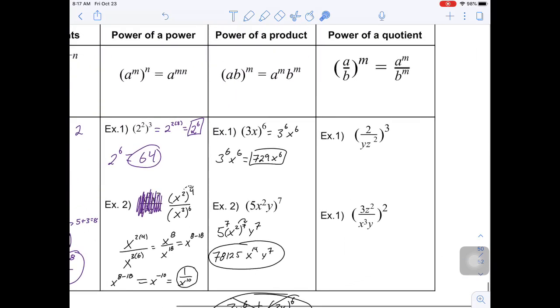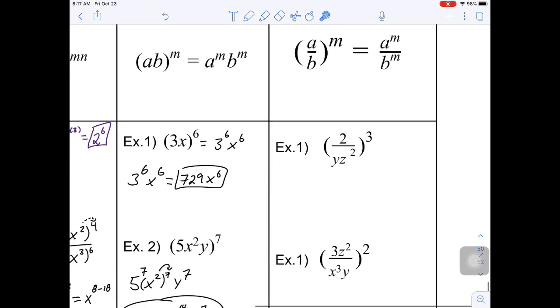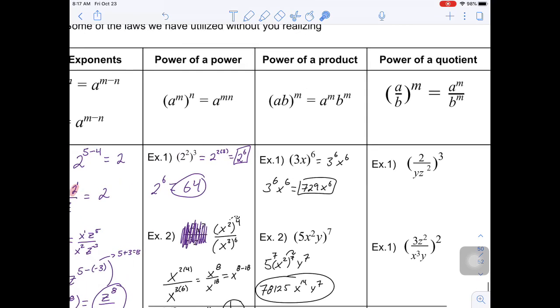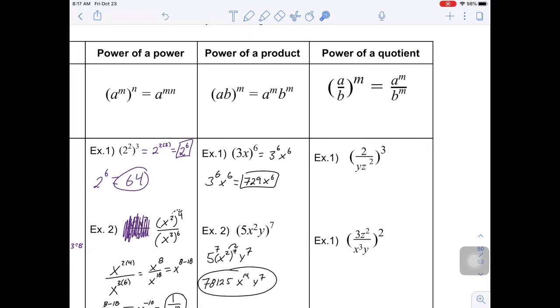Okay, so let's go on to our last one, which is the power of a quotient rule. And this is very similar to the power of a product rule. Okay, in this case, when you have an exponent and everything is being bracketed and you have a quotient inside, which is just a fraction, that exponent applies to the numerator and the denominator.